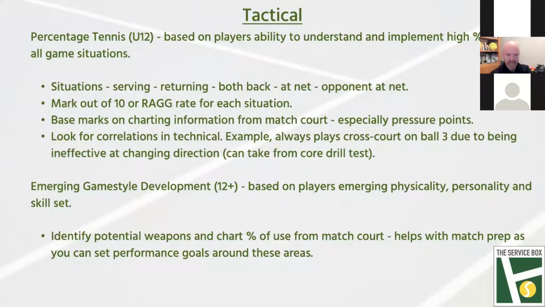But going on to the game style development, 12 plus, we saw earlier on the difference between Ben and the tall lad that he played. We can base emerging game styles on physicality, personality, and also their skill set. So I think you need those three things to have a solid projection before you can really definitely say, right, you're going to be more likely an aggressive baseliner versus a counter puncher, a big server with a big forehand, a defensive baseliner.